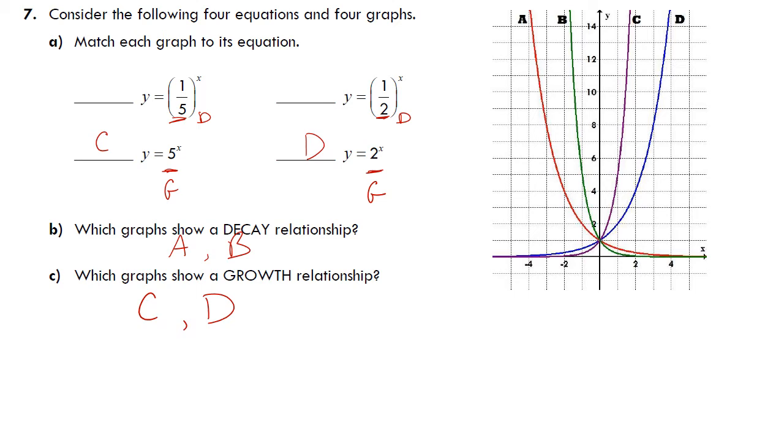And which number or base is smallest out of 1/5 and 1/2? And if fractions aren't your thing, convert them to decimals. So let's just say you want to convert that to a decimal. That you would get 0.2. That you would get 0.5. Most of us should be able to compare those. Which one is smaller? Hopefully you're saying 0.2, which goes with 1/5. And again, the smaller the base, the steeper it is for decay. So that means that is B, and that is A.